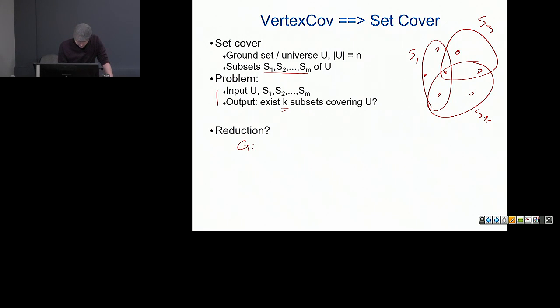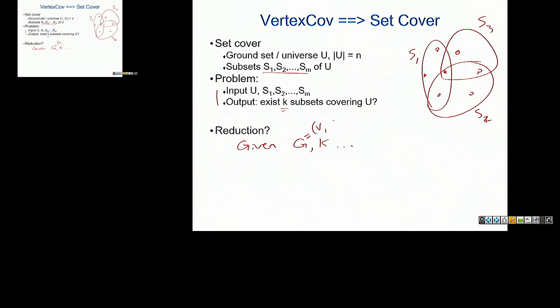So given some G and K, I'm given the graph on some set of vertices and edges and some integer K, and I want to convert that into a set cover problem. It's not too bad. I think you guys can get this.